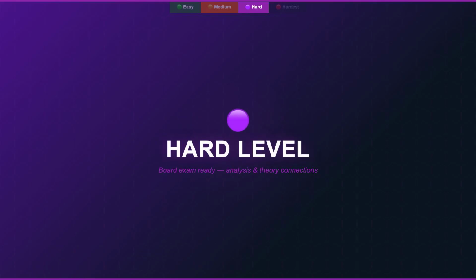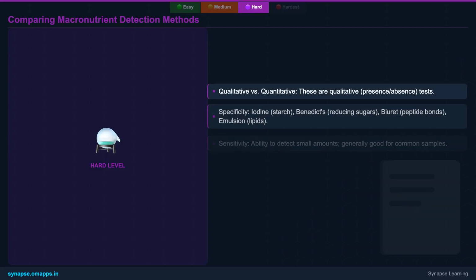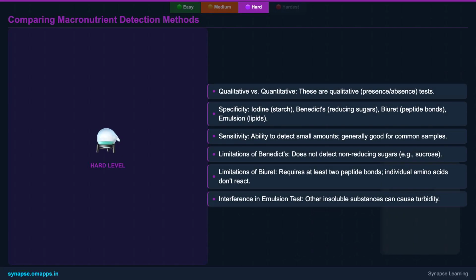Let's explore the nuances and real-world applications of these fundamental tests. When we compare these macronutrient detection methods, we often consider their specificity and sensitivity. Specificity refers to how accurately a test detects only the target substance, like iodine specifically for starch. Sensitivity is about the smallest amount a test can detect.